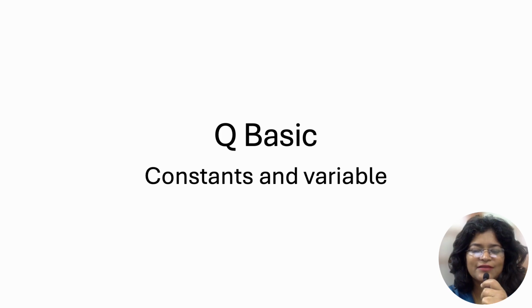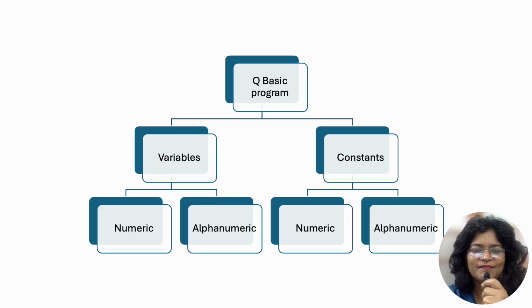QBasic constants and variables. So the QBasic program has constants and it has variables. And remember, the variables are on the left side, constants will be on the right side. The variables are numeric and alphanumeric, and the constants are also numeric and alphanumeric.